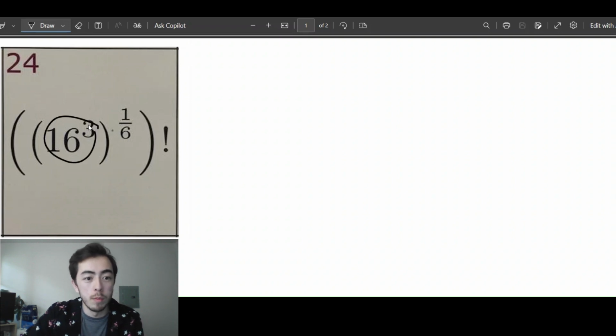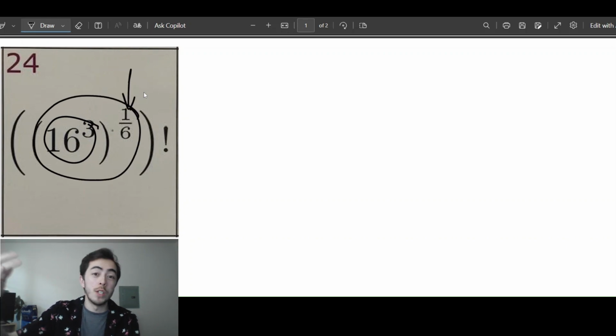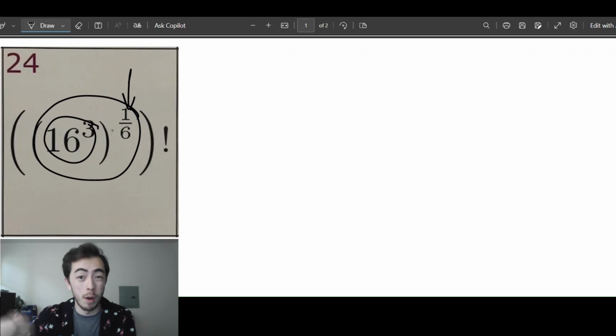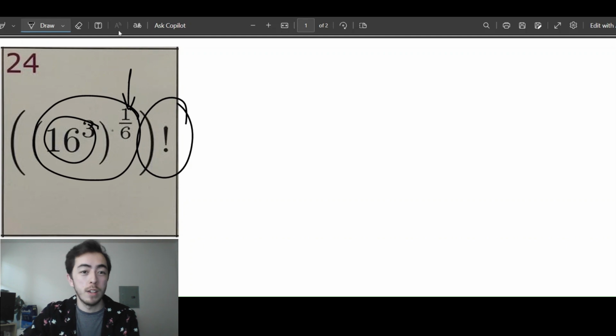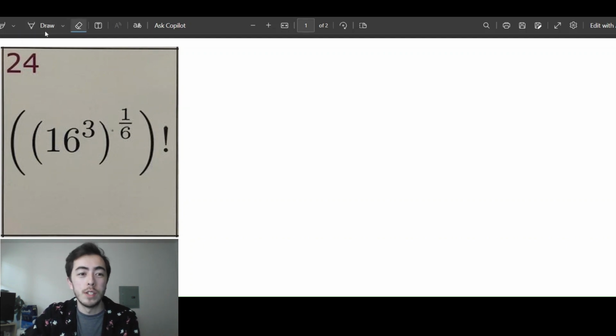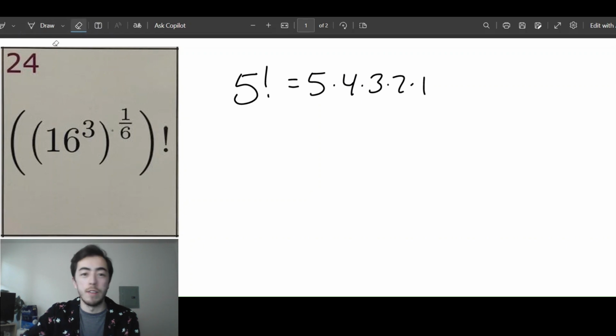So I see a number in here, and then we're going to evaluate it. That's 16 cubed. I see another number here where we're going to take that large number and then raise it to the power of 1/6. And then finally, we're going to apply the factorial function, which, just to show you an example, 5 factorial is just 5 times 4 times 3 times 2 times 1. A factorial, you just multiply all the whole numbers down to 1.